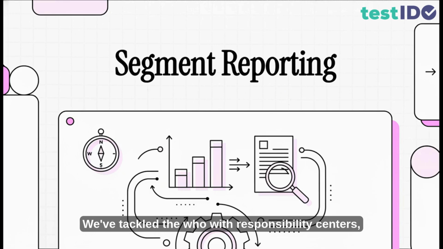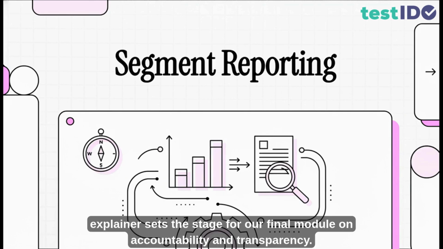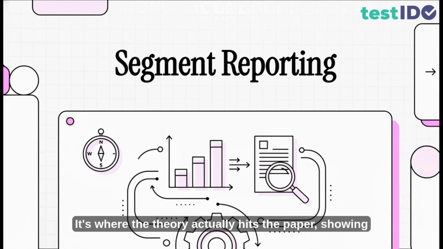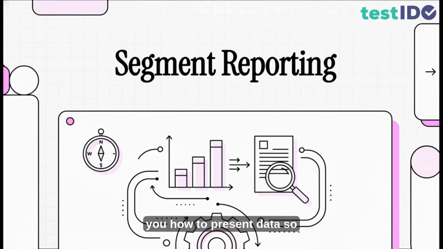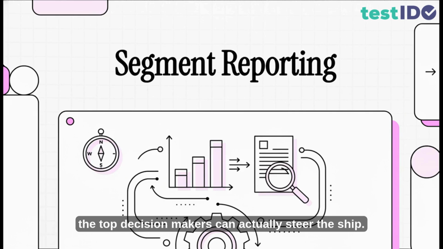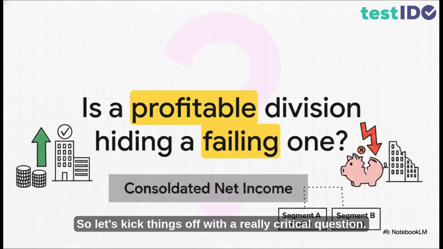We've tackled the who with responsibility centers, the how much with transfer pricing, and the pure math with contribution margin. But now we're tying it all together. This explainer sets the stage for our final module on accountability and transparency. It's where the theory actually hits the paper, showing you how to present data so the top decision makers can actually steer the ship. So let's kick things off with a really critical question.